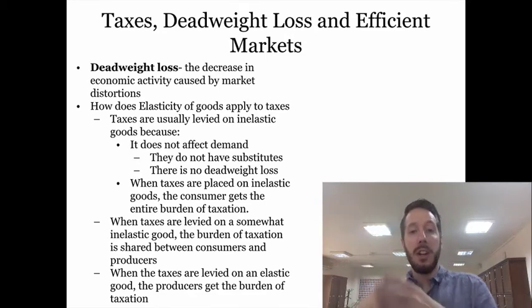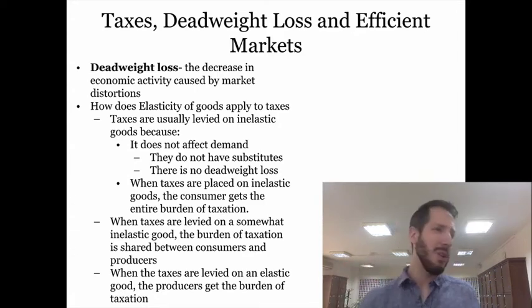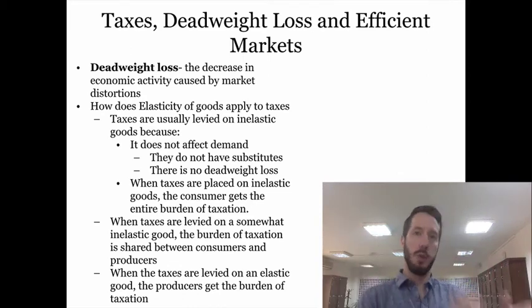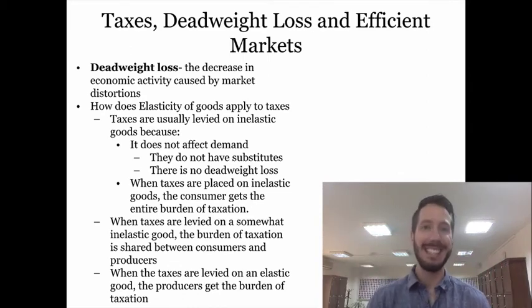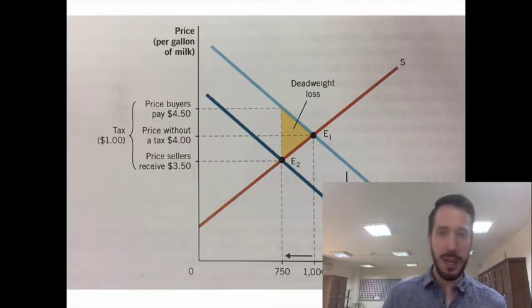And when they're levied on an elastic good, it's the producer. So those are things like fruit or video games, things where people have a lot of choices. And the idea is you want to put the tax on the group that can bear it the best, the incidence of taxation. So let's talk about a particular example here.